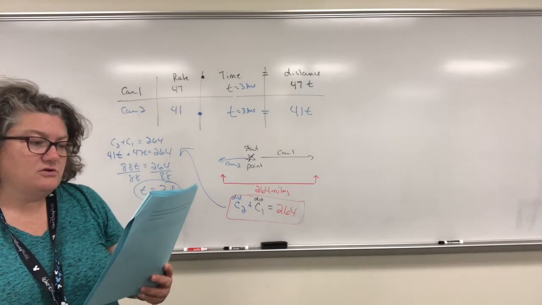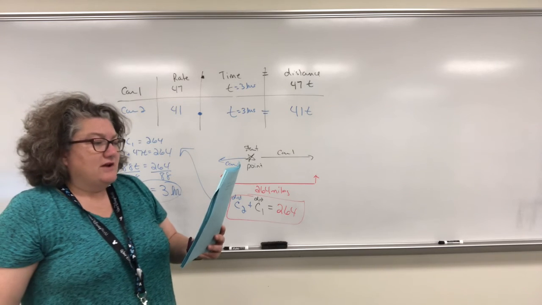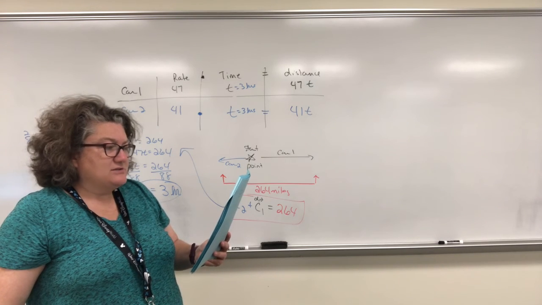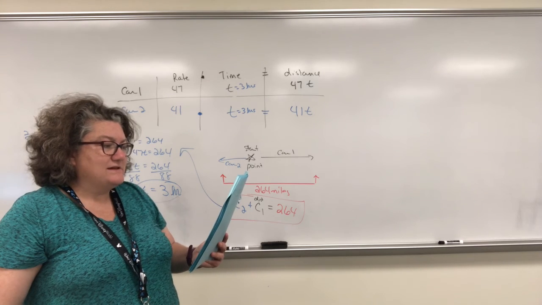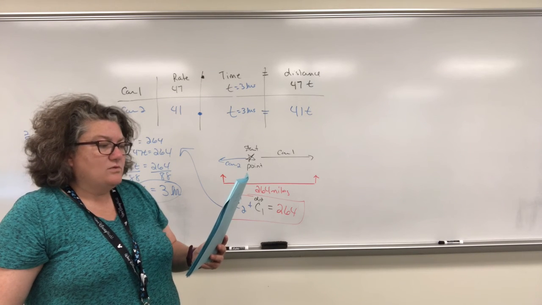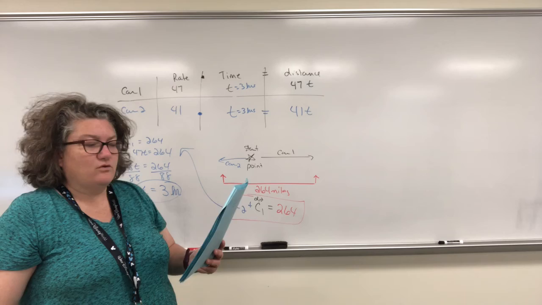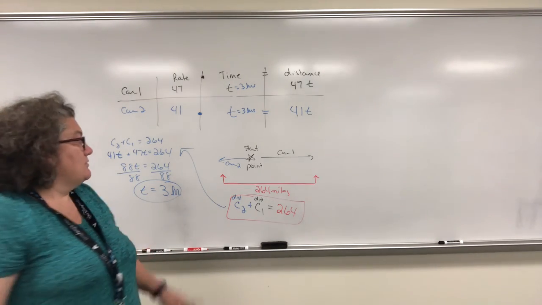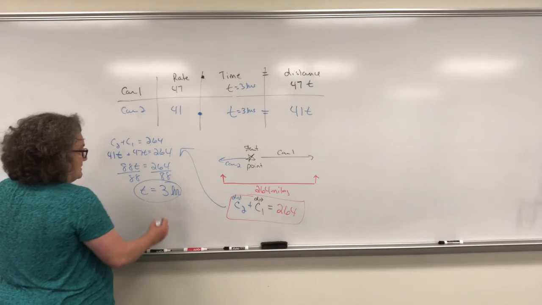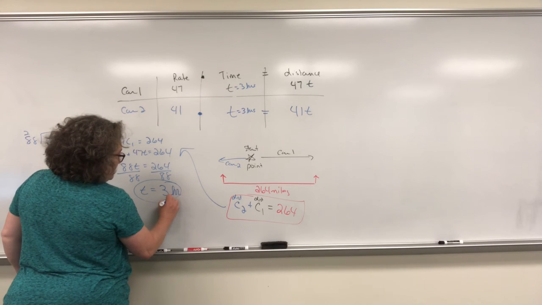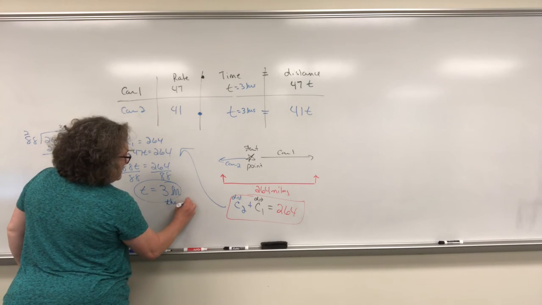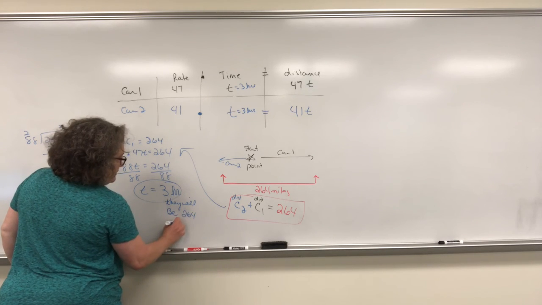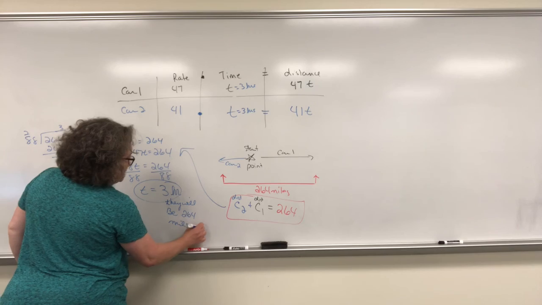So it said 2 cars leave at the same time and travel in opposite directions. One car travels east at 47 miles per hour and the other car travels west at 41 miles per hour. When will the 2 cars be 264 miles apart? They said when, so that means time. So my time is 3 hours. They will be 264 miles apart in 3 hours.